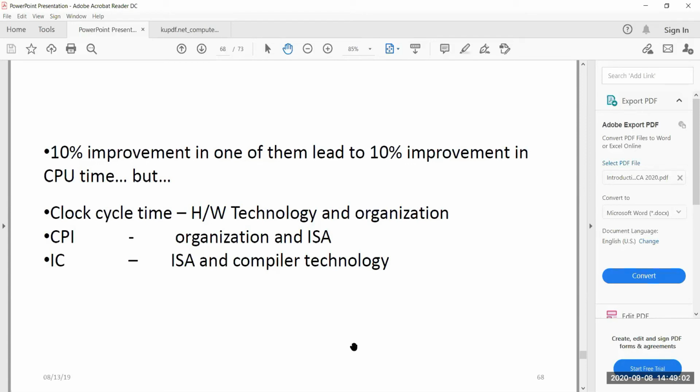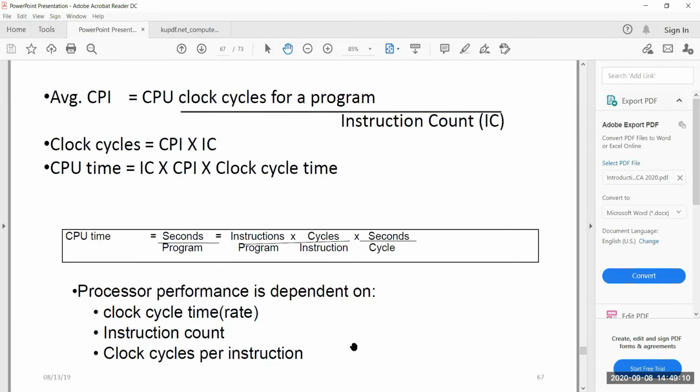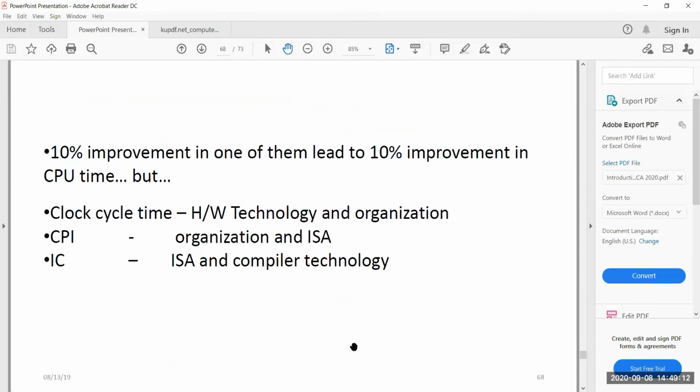However, all these technologies are not isolated. They are so interrelated that it is very difficult to improve just one single technology. If you look at clock cycle time, it is the number of ticks that happen per cycle, which is dependent on both your computer organization as well as the hardware technology that is used.